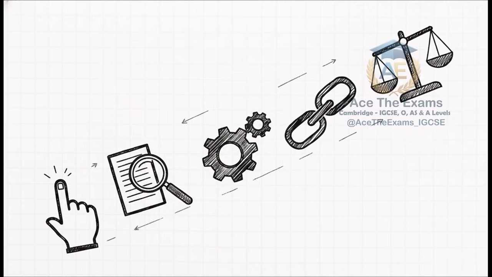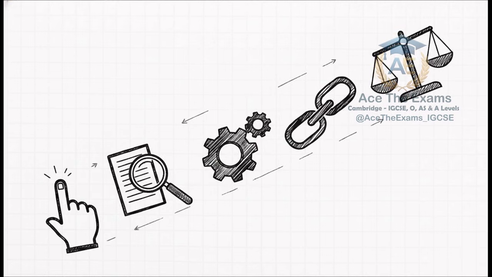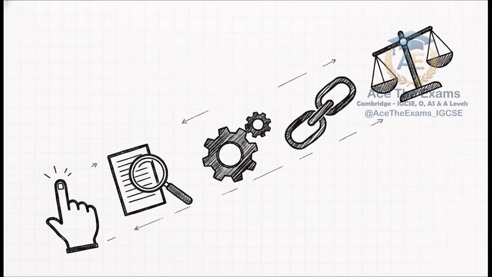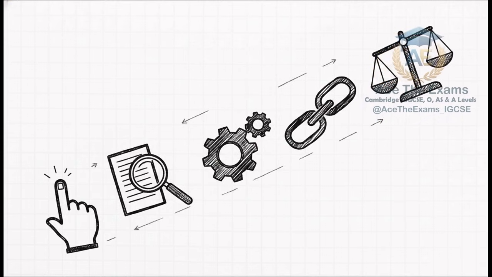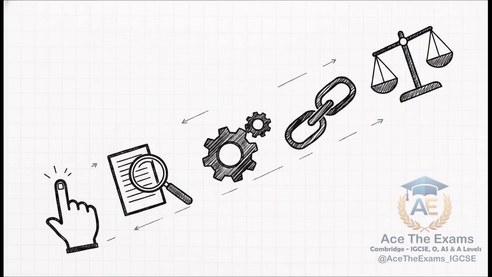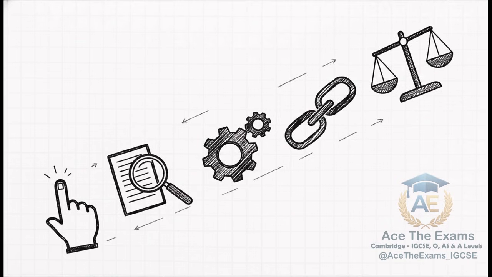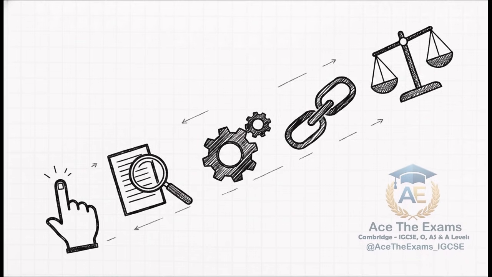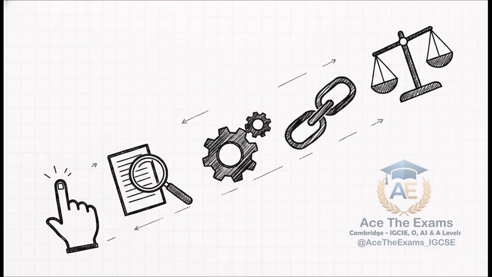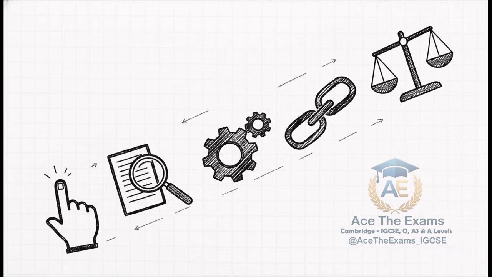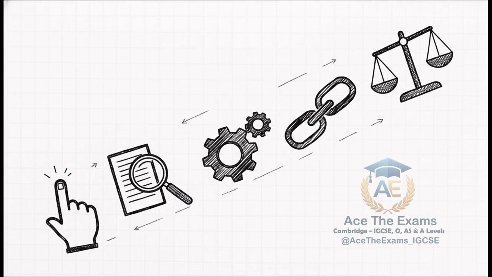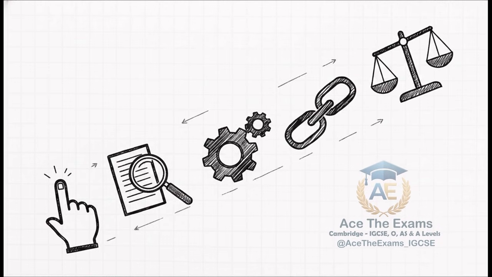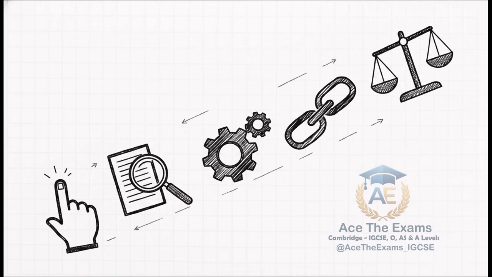Point, evidence, explanation, link, and judgment. When top-scoring candidates structure their evaluative thinking, they never just make a point. They back it up with evidence from the scenario. They give a clear explanation of the technical mechanics, like exactly how the private key mathematically pairs with the public key. Then they link it right back to the specific security needs of the business in the question. And finally, they provide a judgment on how effective that encryption method actually is. That's how you get the points.